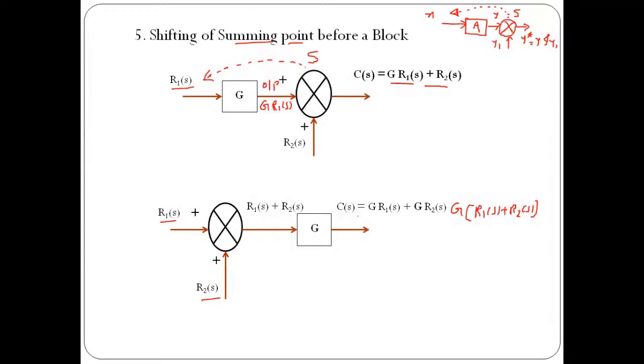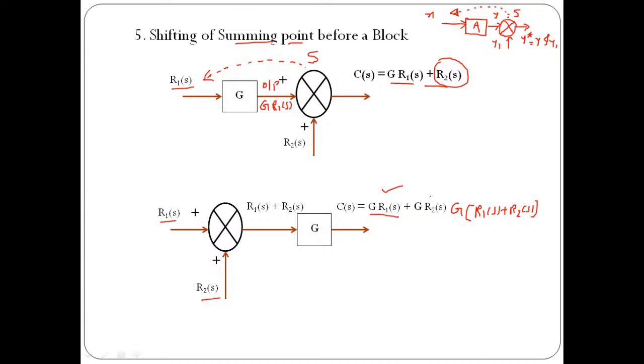So the output is going to be G into R1 of S plus G into R2 of S. Now let us compare this output with our actual base case. In the actual base case we are supposed to get the output G into R1 of S. So here we are getting G into R1 of S. This portion is correct.